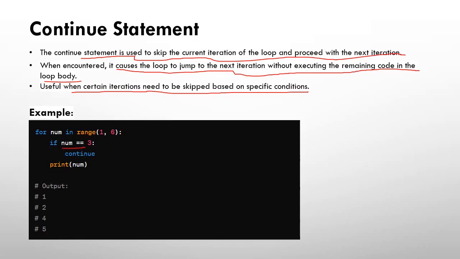In this case, when the value of variable num becomes equal to 3, the continue statement will be executed, and so the print statement in that case will be skipped and the loop will jump to the next iteration, which is 4. We can see that the output in this case is 1, 2, 4, 5, as in case of value 3, the loop skips to the next iteration instead of executing the print statement.